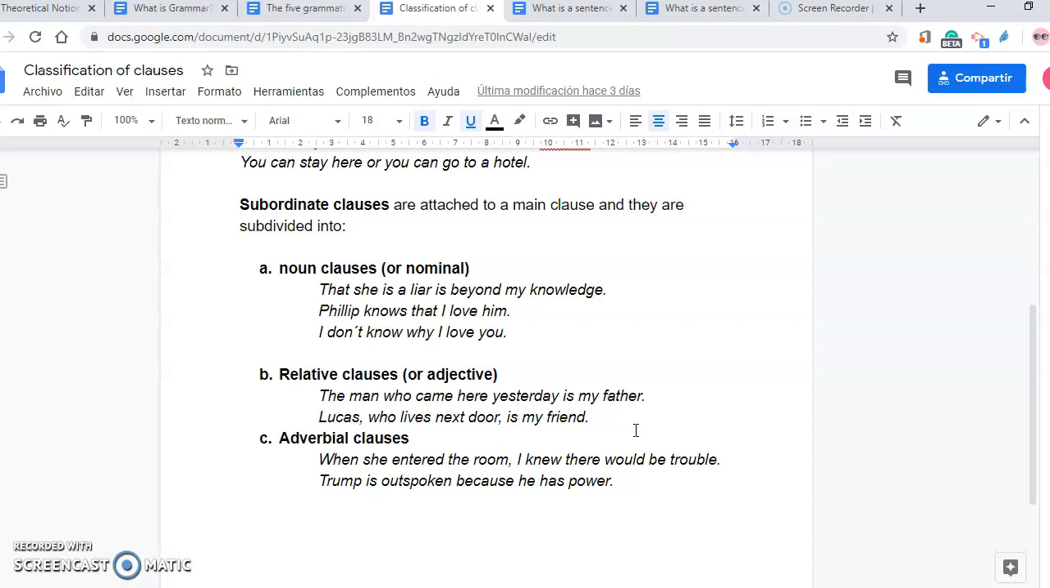Just for you to know, noun clauses are nominal. For example, that she is a liar is beyond my knowledge. That she is a liar, something is beyond my knowledge. That is a noun clause because it can be replaced by the word something. Relative clauses, we know them very well. The man who came here yesterday is my father. Who came here yesterday is a relative clause. And adverbial clauses, when she entered the room, I knew there would be trouble. When she entered the room is an adverbial clause. It is giving us information about, in this case, time.